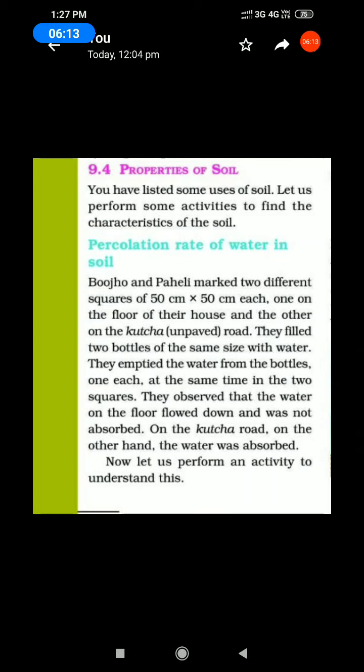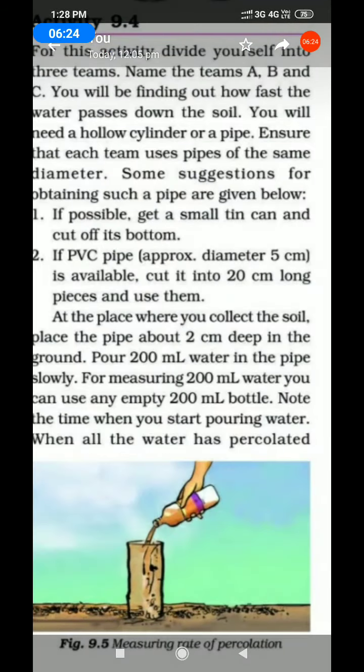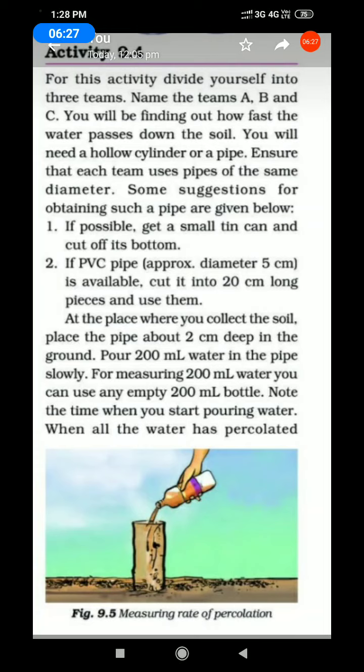Now let us perform an activity to understand this. Okay. Percolation rate, the activity, page number 100, activity 9.4. All of you see the activity. See your book. See the picture 9.5, measuring the rate of percolation. Okay, listen. For this activity, divide yourselves into 3 teams. What are the 3 teams? A, B and C teams. Okay, listen.